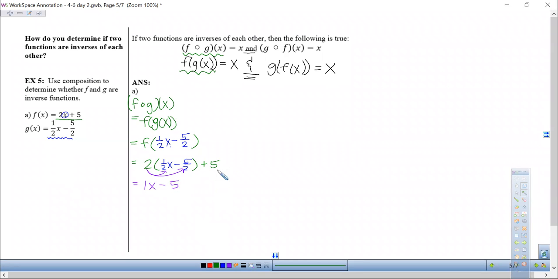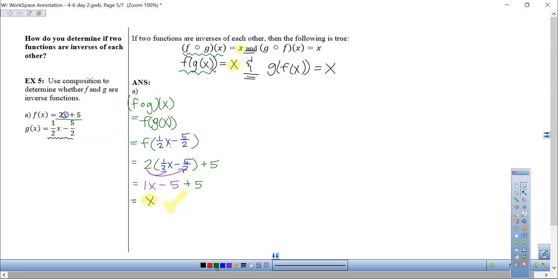And then I still have this plus 5. So I have to be careful that I don't lose that plus 5 from the original problem. So if I combine like terms, my 5's cancel, and I just have an x left over. Remember that that's what's supposed to happen. I got x for f of g of x. So that means that I have passed the first part of the test.